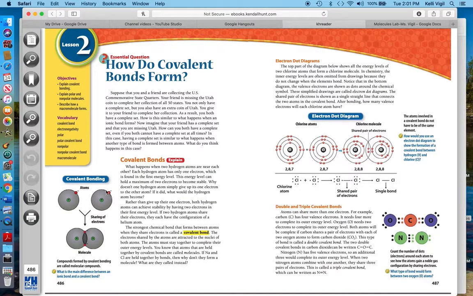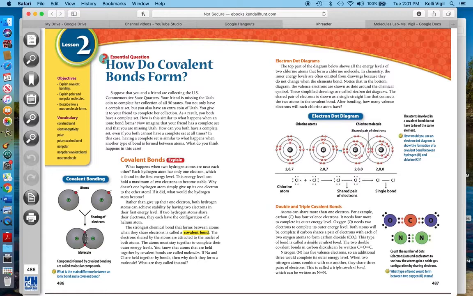So what happens when two hydrogen atoms are near each other? Each hydrogen atom has only one electron, which is found in its first energy level. This energy level can hold a maximum of 2 electrons to become stable. Why doesn't one hydrogen atom simply give up one of its electrons to the other atom? If it did, what would the hydrogen atom become? Rather than give up their one electron, both hydrogen atoms can achieve stability by having 2 electrons in their first energy level. If the 2 hydrogen atoms share their electrons, they each have the configuration of a helium atom.